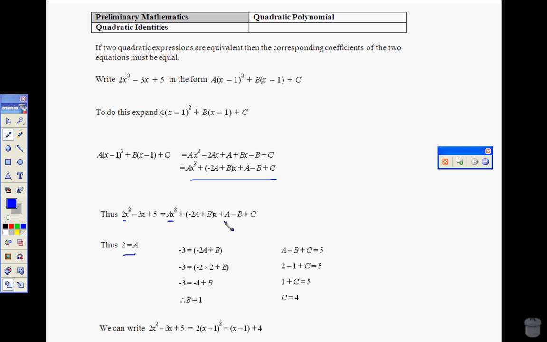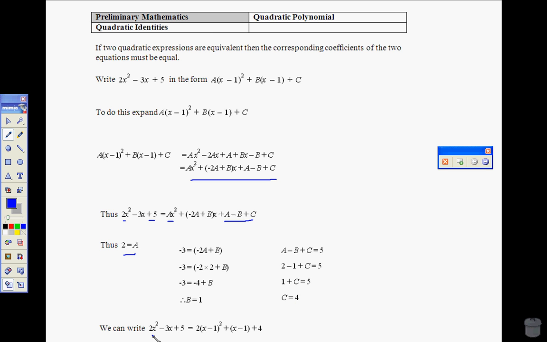The constants on this side, a minus b plus c, must be equal to the constant on this side, which is 5. So we were able to set those equal to each other. We know a was 2, we proved b was equal to 1, which leaves us with c in the equation, which is really easy to solve, a simple linear equation, which comes down to c being equal to 4.